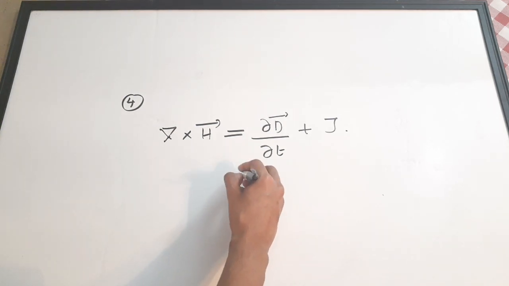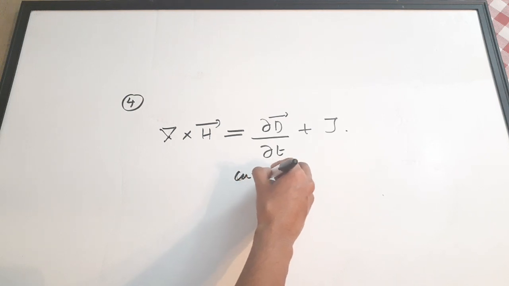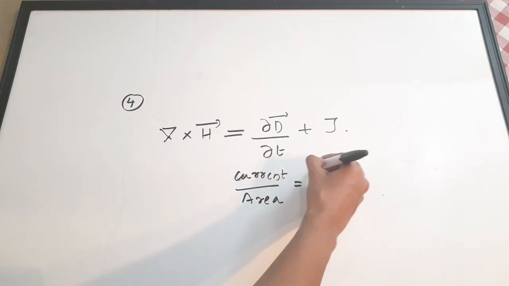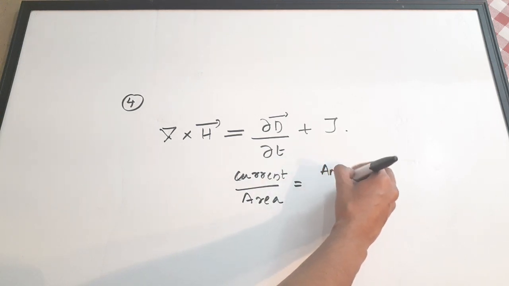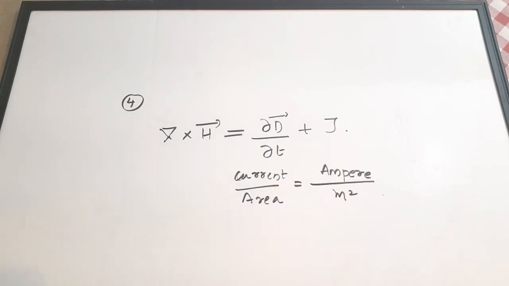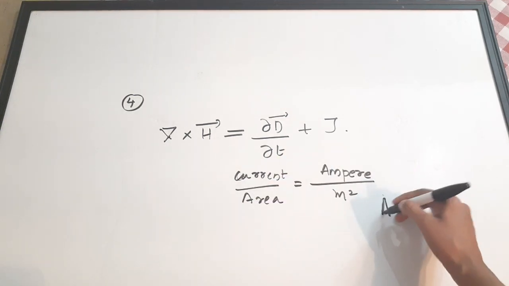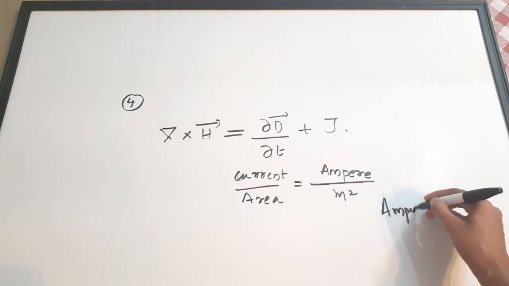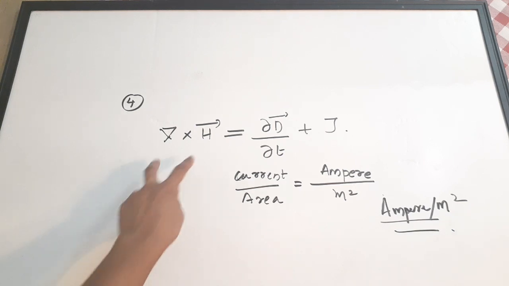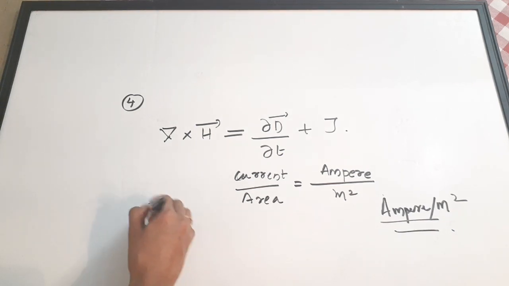Current density means current by area. Now what is current's unit? Ampere is a unit, right? Area is meter square. The standard unit is meter, so it's meter square. So you can write this as ampere per meter square, which is the unit for this del cross H, right?